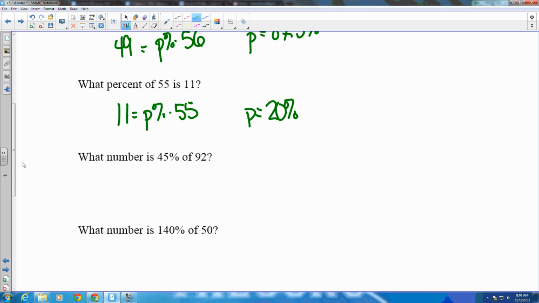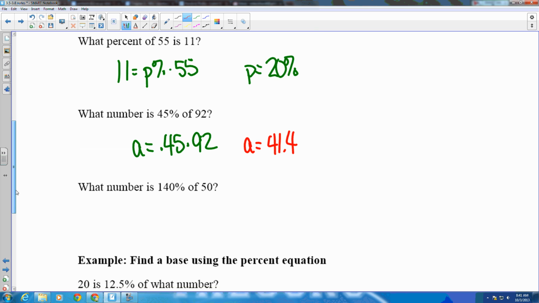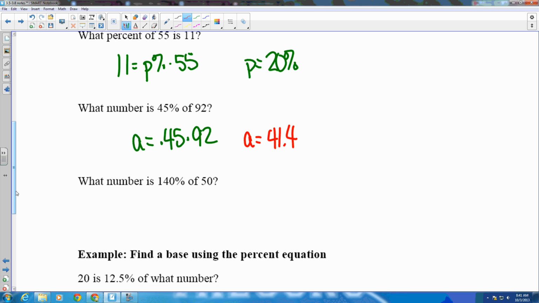What number is 45% of 92? So that's 0.45. I'm changing it to decimals so you can see what we did there. Times 92. So A is 41.4. What number is 140% of 50? So solving for A, 140% as a decimal is 1.4 times 50. A is 70.